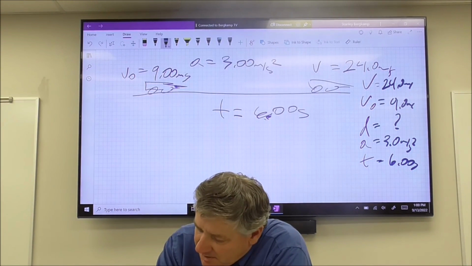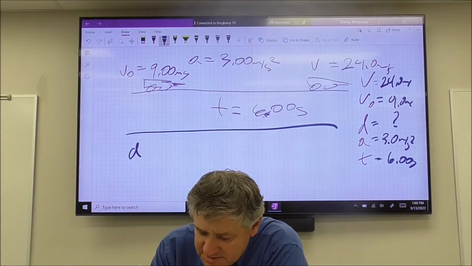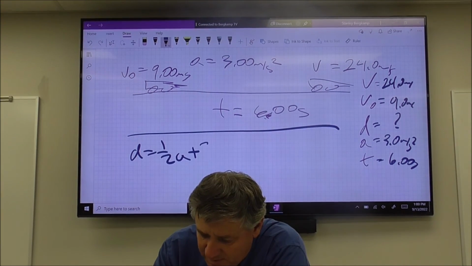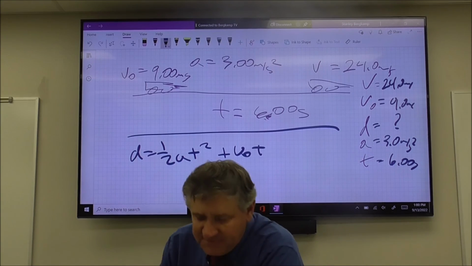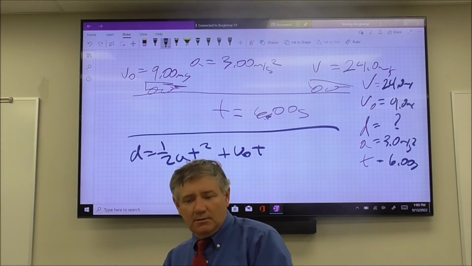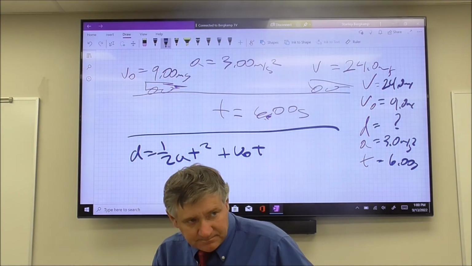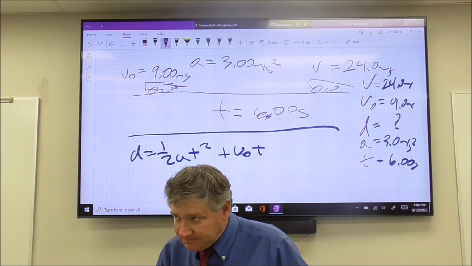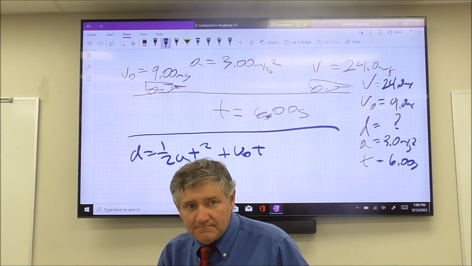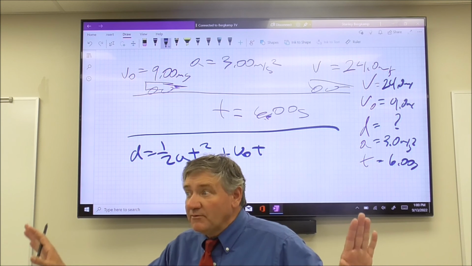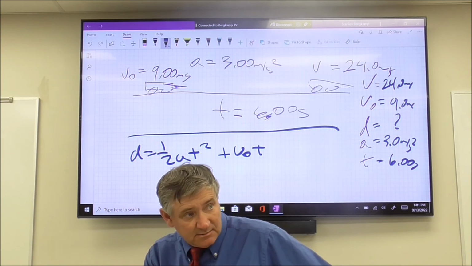One option is that you go, well, we just came up with that really cool equation that distance equals 1/2 at squared plus V naught times time. Okay? Do I know my acceleration? Yep. Do I know my time? Yep. Do I know my initial velocity? Yep. So I don't have to solve it for anything. I can just plug this in.